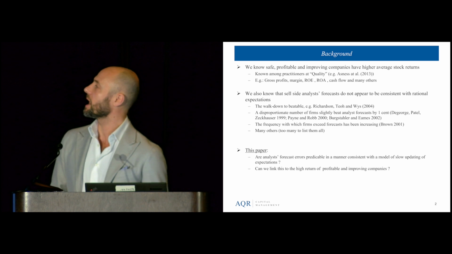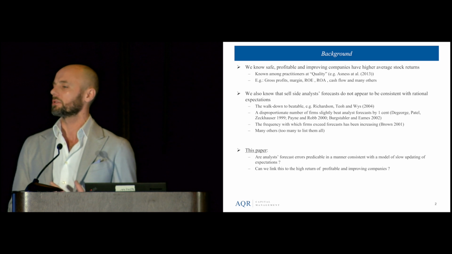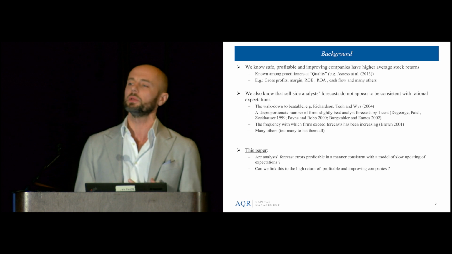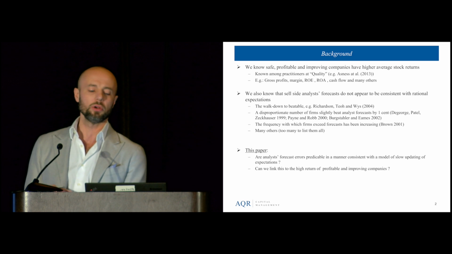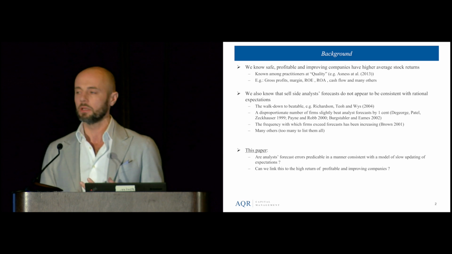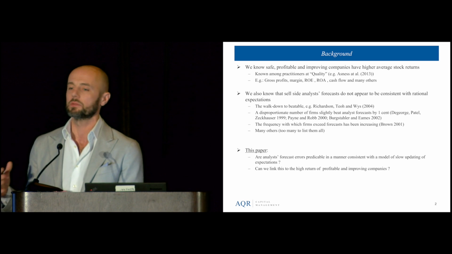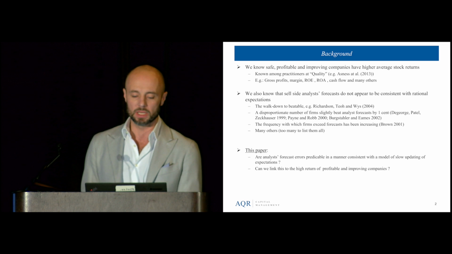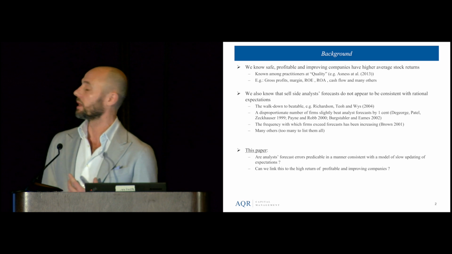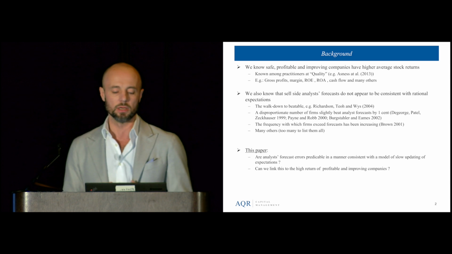We also know that sell-side analysts' estimates don't appear to be really consistent with rational expectation. There's all sorts of biases that have been documented in the empirical literature. The walk down to beatable by lots of accountants, a disproportionate amount of firms beat consensus by about 1 cent, much more than should be explained by randomness. The frequency with which firms have been beating consensus has been increasing. There's many others. I'll show you another couple in a minute.